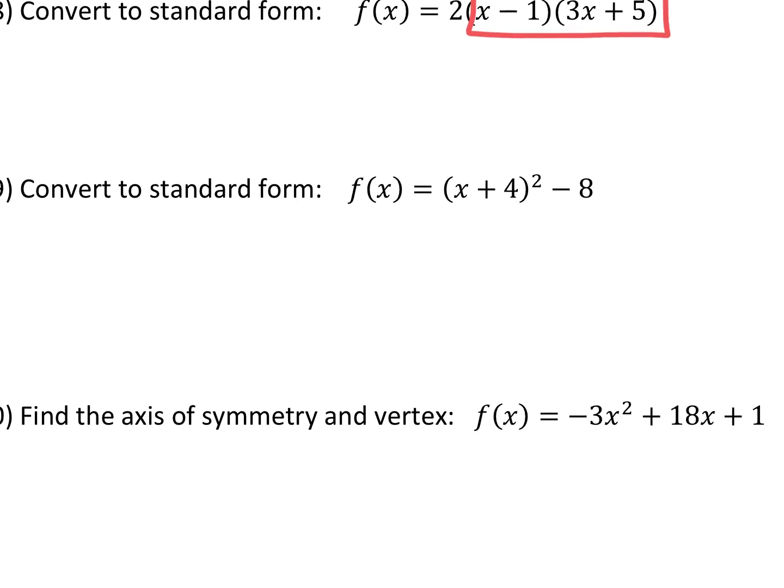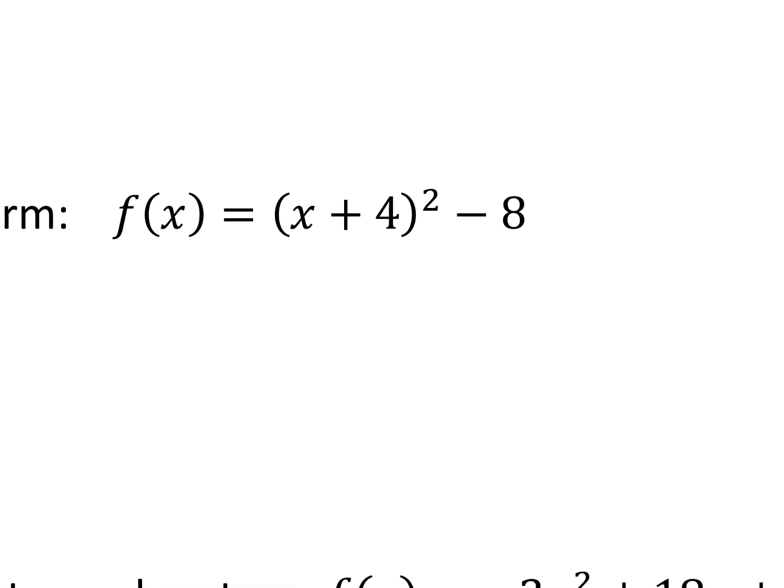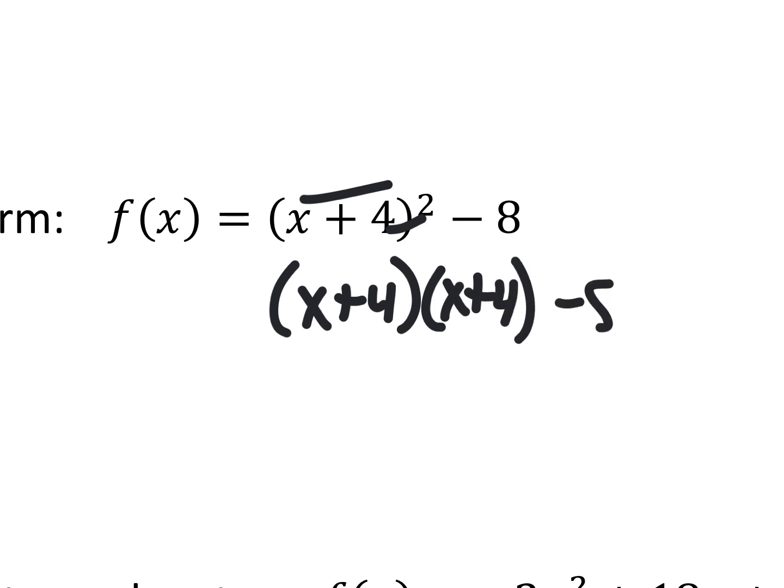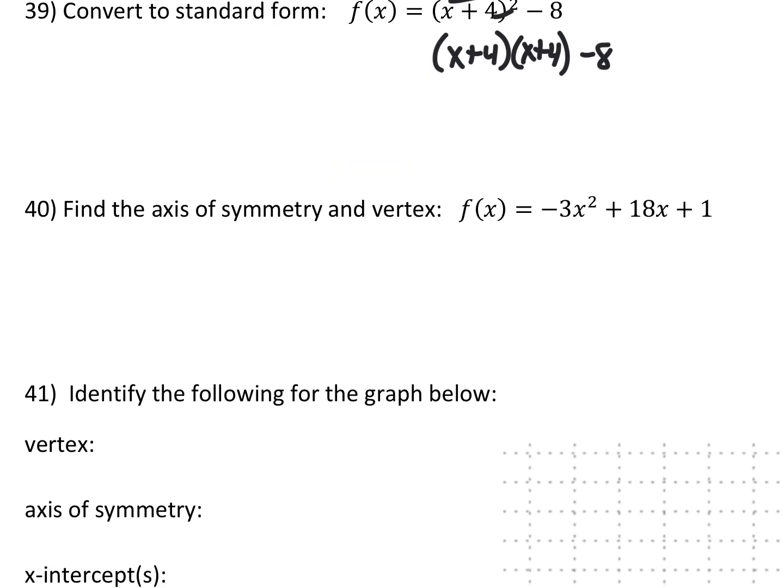How about this one? Well, you still multiply it all the way out. But some people are going to think this is x squared and 4 squared. Is that how that actually goes? No. It's x plus 4 times x plus 4. And then you subtract 8. All right.